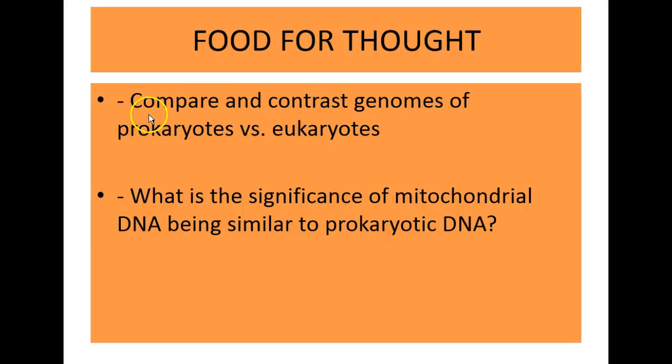At this point, you should be able to compare and contrast the genomes of prokaryotes versus eukaryotes. Which one has circular DNA molecules, which one has linear DNA molecules. You should know the location of each. You should know the origins of replication found in each. Which kinds of eukaryotes have plasmids. Obviously, pretty much all prokaryotes have plasmids. Also, the significance of the mitochondrial DNA being similar to prokaryotic DNA.